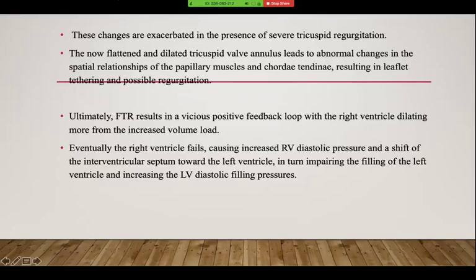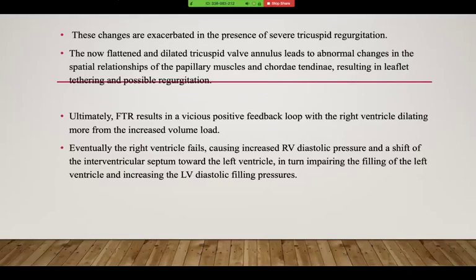These changes are exacerbated in the presence of severe tricuspid regurgitation. The now flattened and dilated tricuspid valve annulus leads to abnormal changes in the spatial relationships of the papillary muscles and chordae tendineae, resulting in leaflet tethering and possible regurgitation. Ultimately, functional TR results in a vicious positive feedback loop, with the right ventricle dilating more from increased volume load. Eventually, the right ventricle fails, causing increased RV diastolic pressure and shift of the interventricular septum towards the left ventricle, in turn impairing the filling of the left ventricle and increasing the LV diastolic filling pressures.